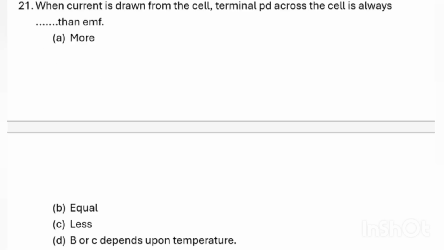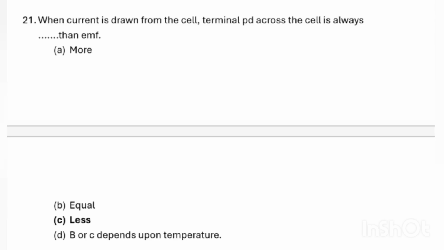Question number 21. Potential difference across the cell is always dash than EMF. Option A more, option B equal, option C less, option D B or C depends upon temperature. Here the correct answer is option C less.